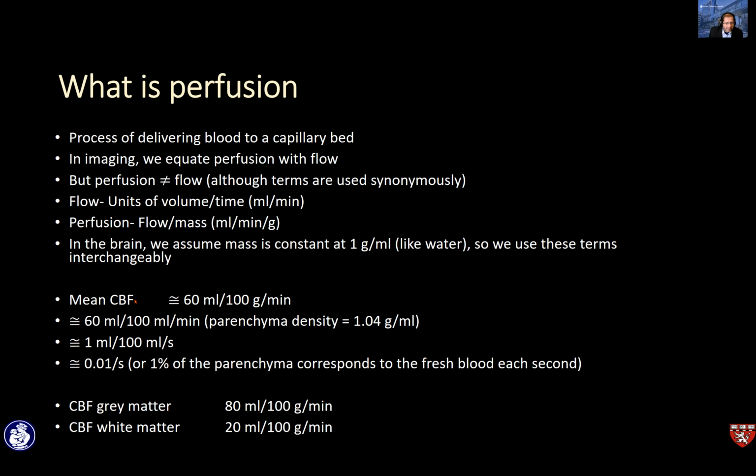The mean cerebral blood flow is about 60 cc per 100 gram per minute in adult humans. And it's about 1 milliliter per 100 mils per second, which is a very, very small amount of flow. The CBF of gray matter is about 80 milliliter per 100 gram per minute. And CBF of white matter is about 20 milliliter per 100 gram per minute.